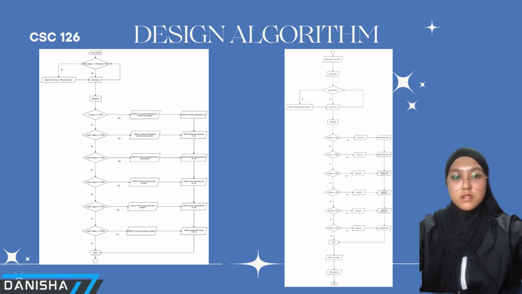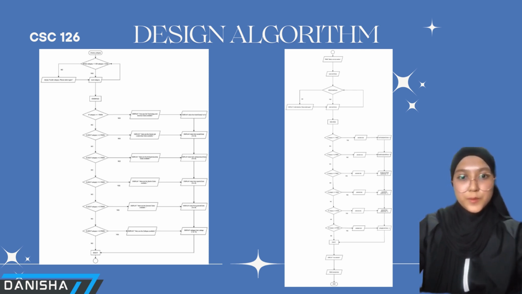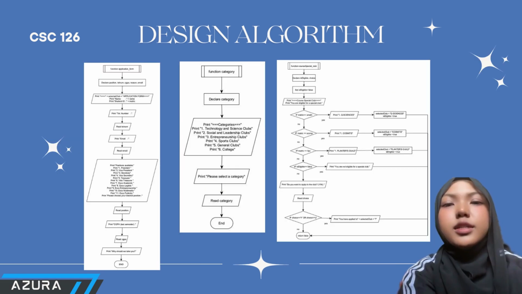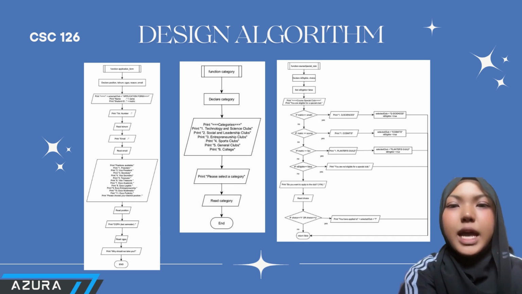We use while to make it easier for students to repeat what they want, such as if they choose a club that they desire, it will loop again when they say no to the choice that they made. Here are the three functions that will be called in the main function, which are course special club, application form, and category.